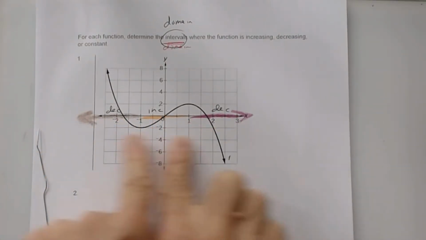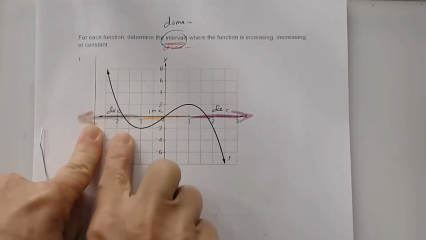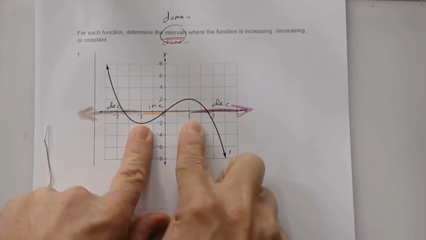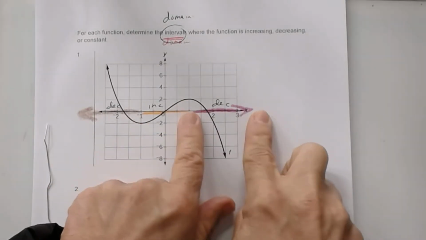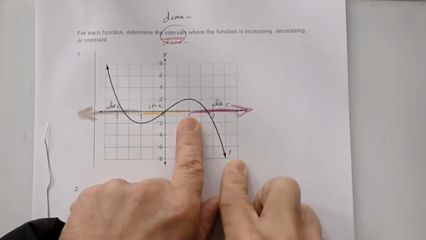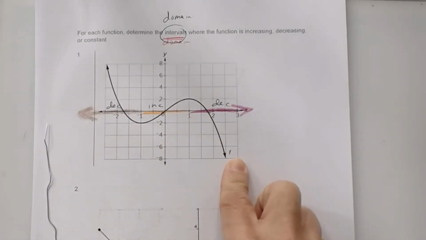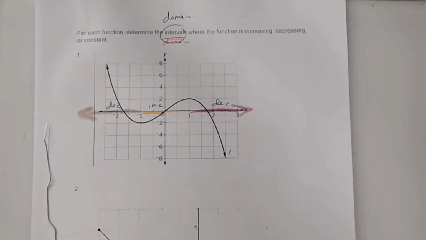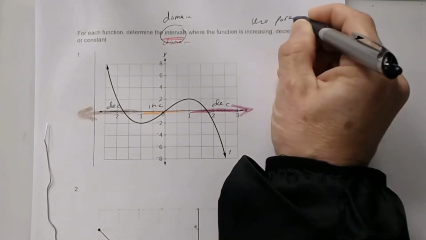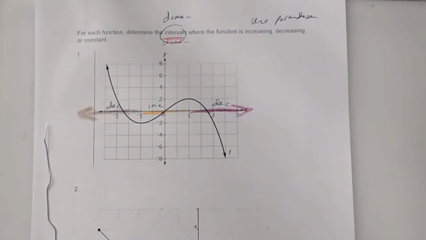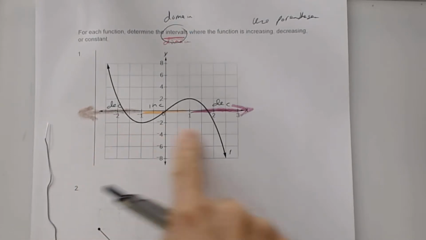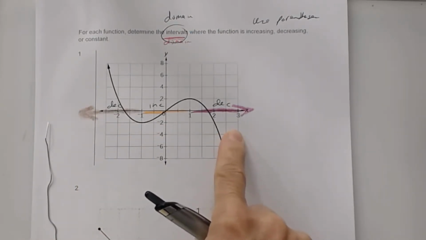I have them colored. This interval, what's happening to my y values? Decreasing. This interval, the orange interval, what's happening to my y values? Increasing. And this interval, the purple one? They're decreasing. Okay? So here's how you write it. When you talk about increasing, decreasing, or constant, you're always going to use open intervals, so you use parentheses. Then all you do is just read what you have. Notice the coloring helps you. Some of you have little kids. You may want to borrow their coloring box.